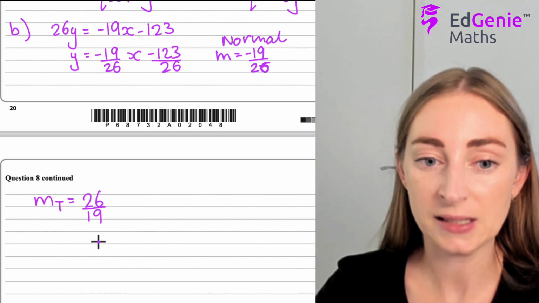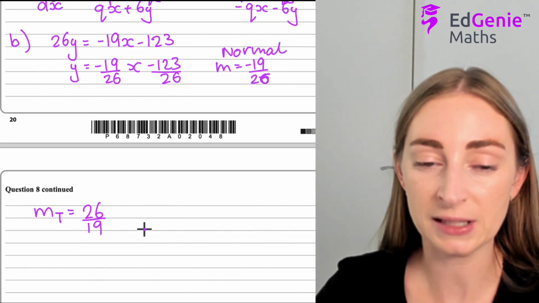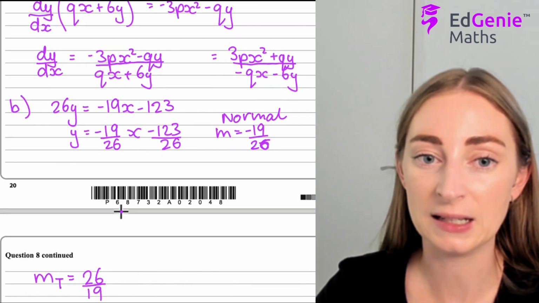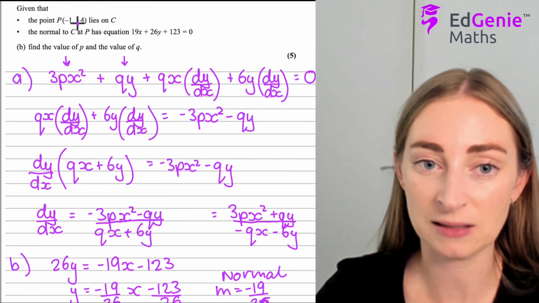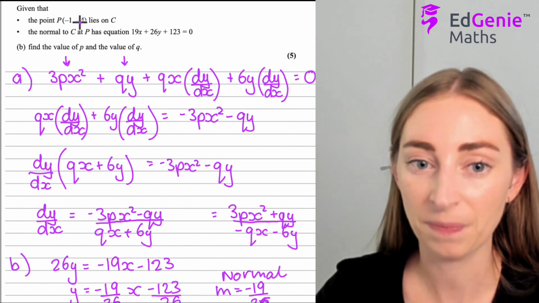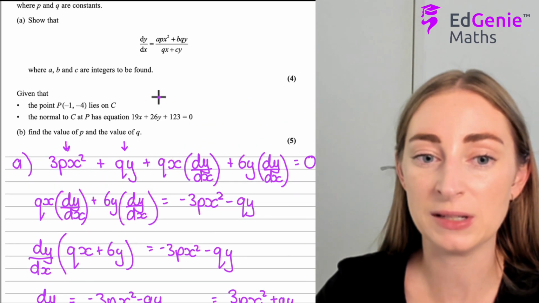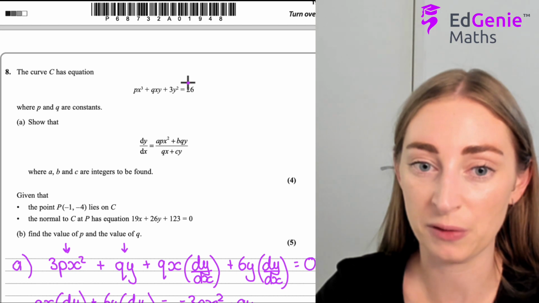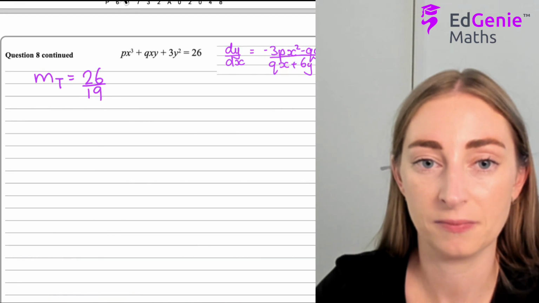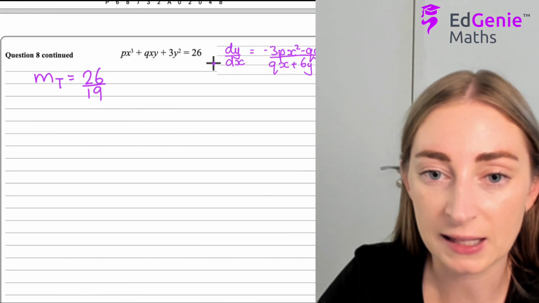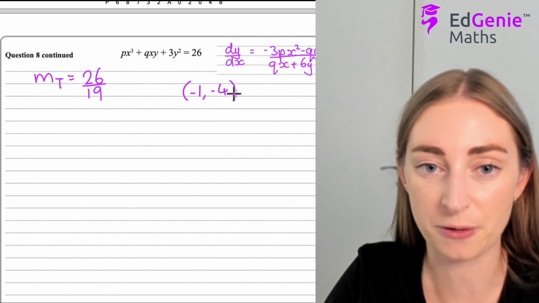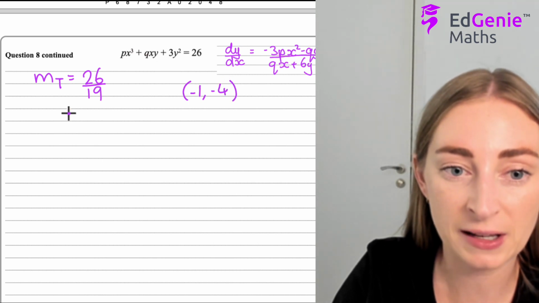Right, so now we need to substitute in. So we've got a few different things to substitute in. This is our gradient when x is -1 and y is -4. And we can also substitute -1 and -4 into here. So we're going to do both of those things. So I've just put these here again to help us, and we know it's -1, -4. So let's substitute in here first.